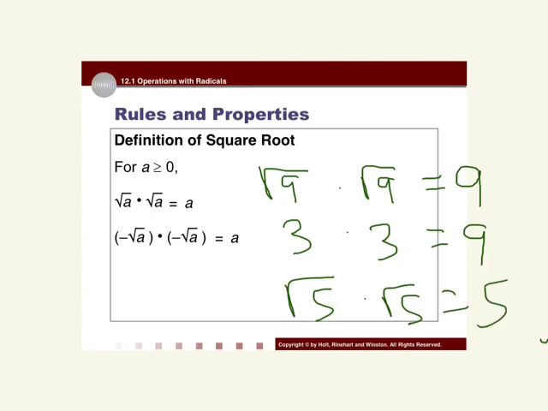The other thing I want to mention is that a square root and a square are opposites. They cancel each other out. If I took the square root of 8 and then squared it, guess what that would equal? 8. So the second important point is that a square root and a square cancel each other out.